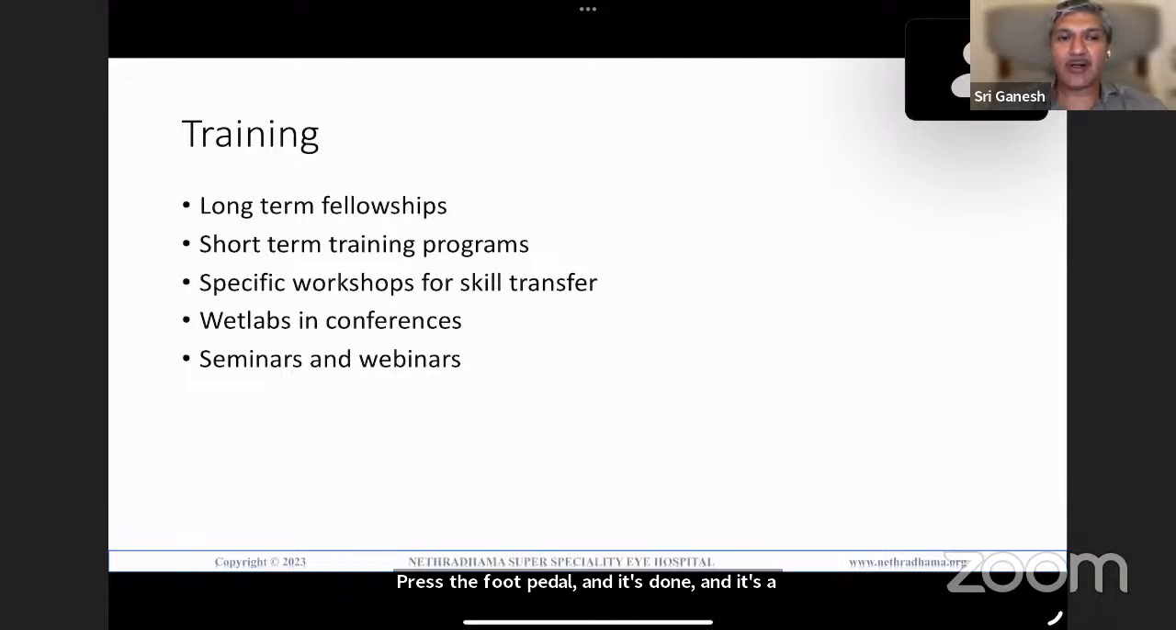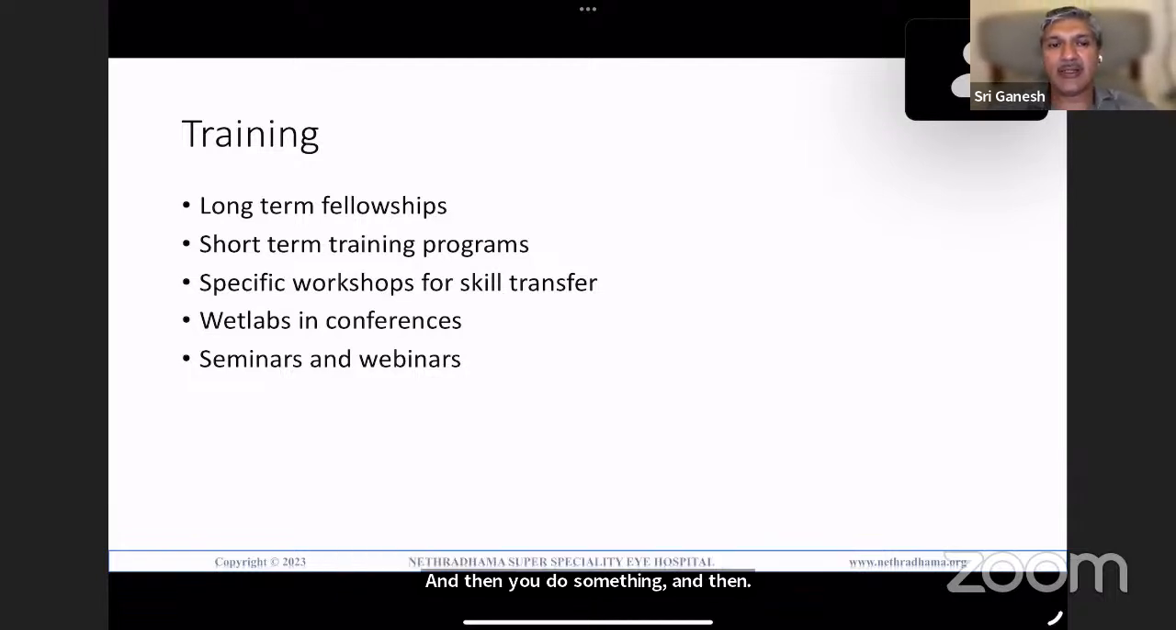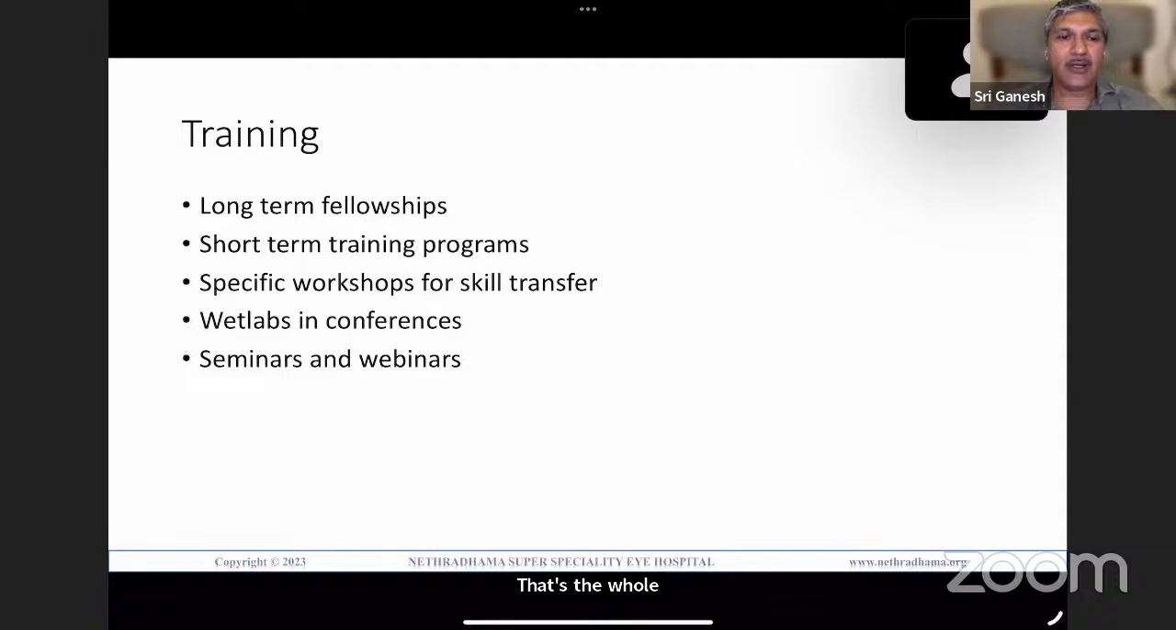But then that is not refractive surgery. And these are the patients who can have problems. About 10% of patients are not suitable for corneal refractive surgery. You take them up and then you do something, and then they are very unhappy, they have problems, and then they tell other patients that they're not good. And that's the whole problem. And then the whole refractive surgery gets a bad name. So training is very important.